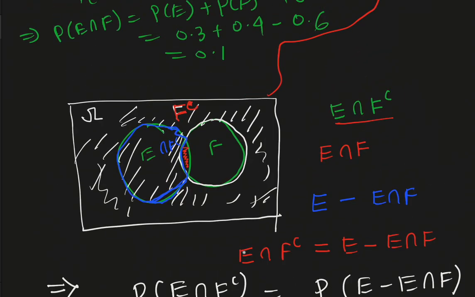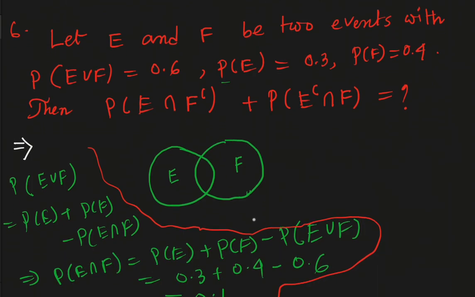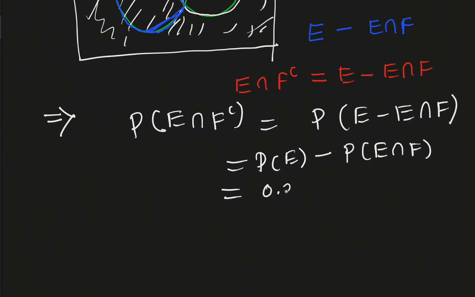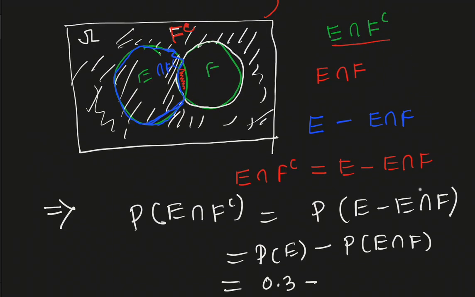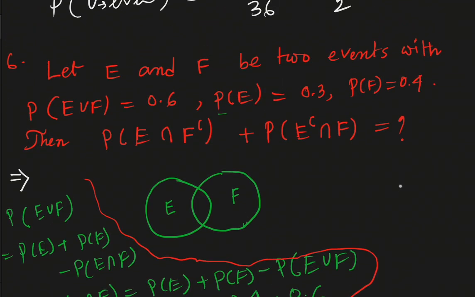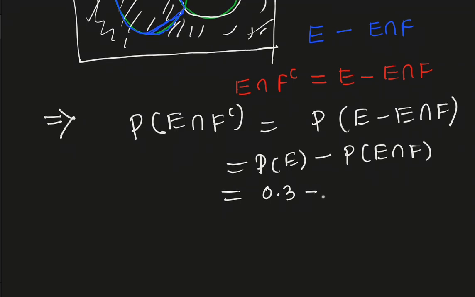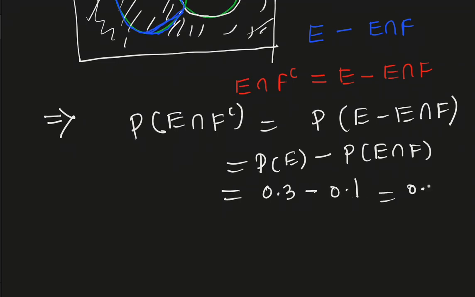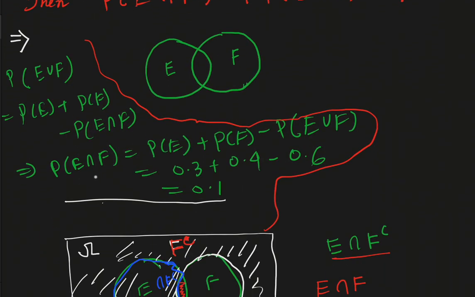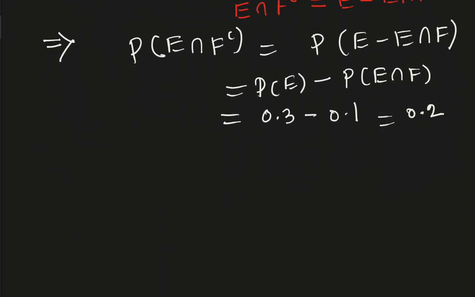What is the probability of E? Probability of E is 0.3. And what is the probability of E intersection F? That we calculated. It is 0.1. So 0.3 minus 0.1 is 0.2, right? It is 0.2. And similarly, what is the F intersection E complement? In a similar manner, it is nothing but F minus E intersection F.